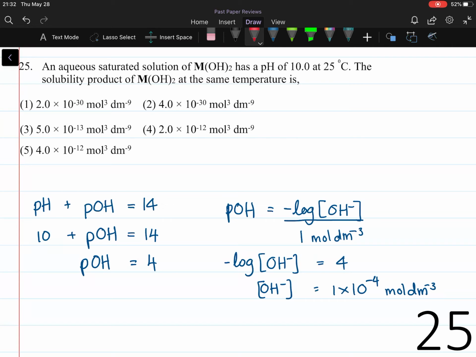Solubility is calculated through KSP. For KSP, we need the concentrations of M as well as OH. They've given us pH, so through that we can find POH. pH plus POH is 14, and when we calculate that, POH is 4. Using POH, we can calculate the OH minus concentration, which is 10 to the power minus 4.